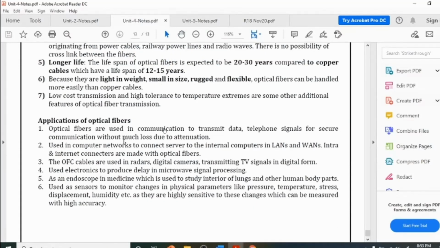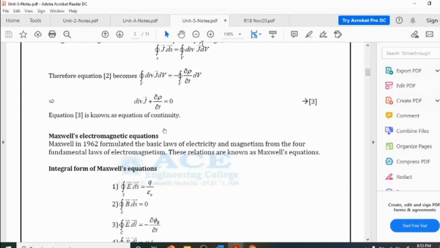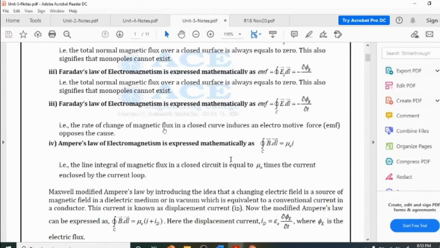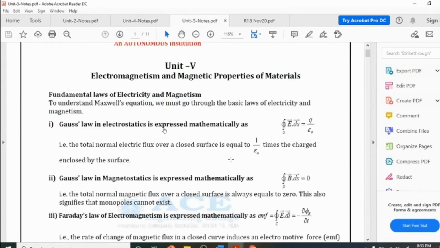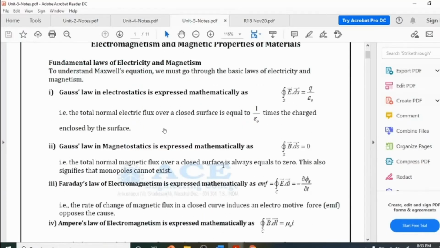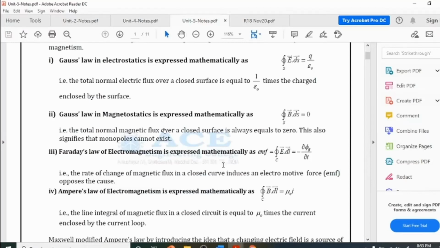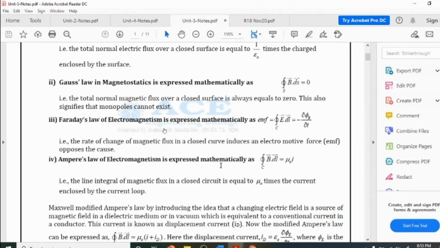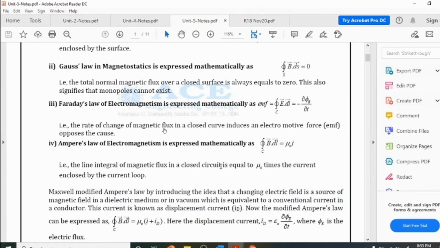So we move on to unit 5, where unit 5 would be about the electromagnetism and magnetic properties of materials, where you would have fundamental laws of electricity and magnetism, which are very, very small. Gauss law of electrostatics, Gauss law of magnetostatics, Faraday's law of electromagnetism, and then the Ampere's law of electromagnetism. So all these are very small laws. You would be asked about them.